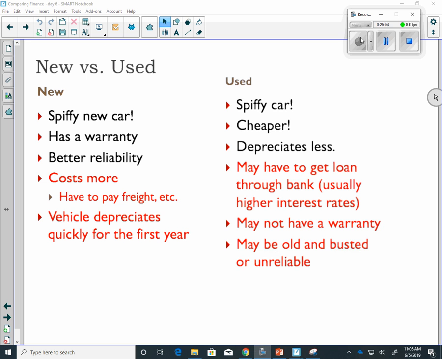Advantages to used cars: they're cheaper and they depreciate less. You may have to get a loan from the bank, usually at higher interest rates. You may not have a warranty, and it may be a lemon, might not be very good. That kind of stuff.